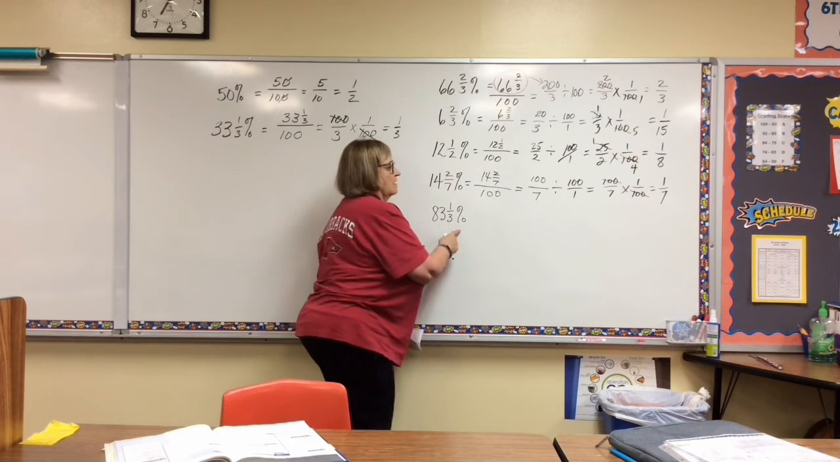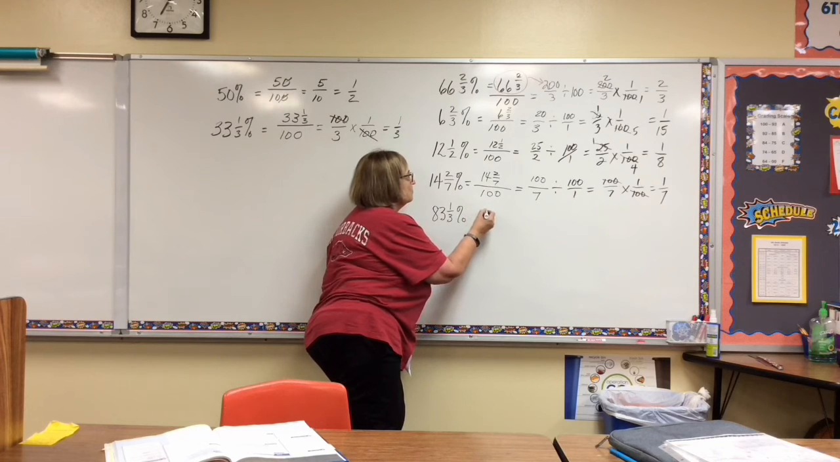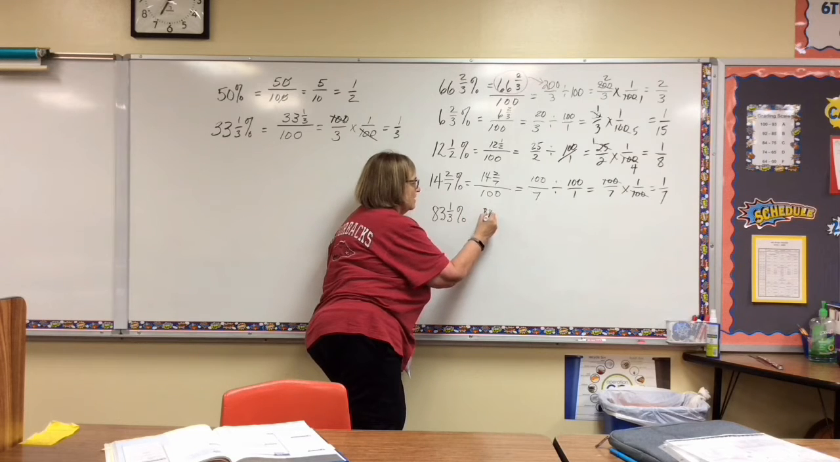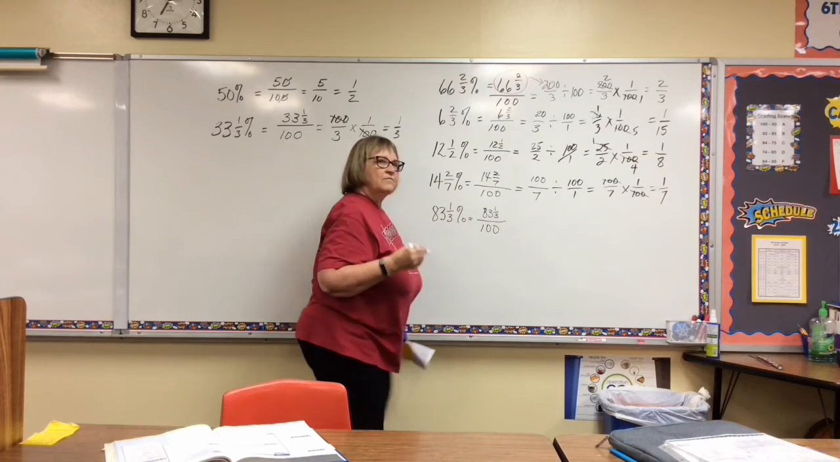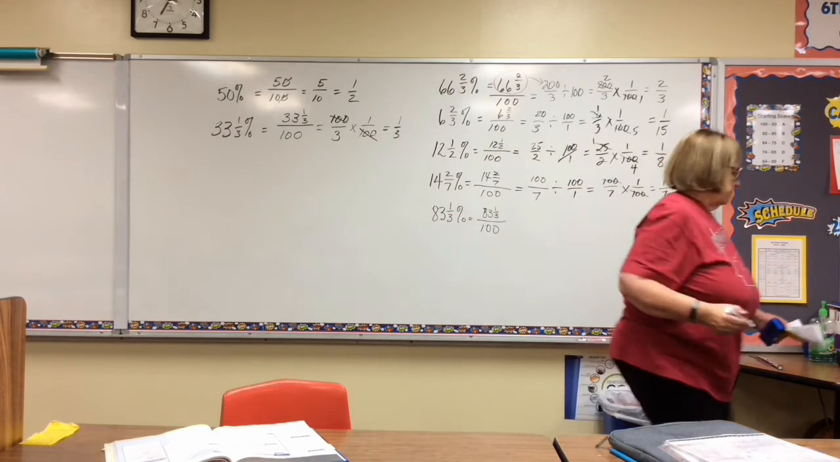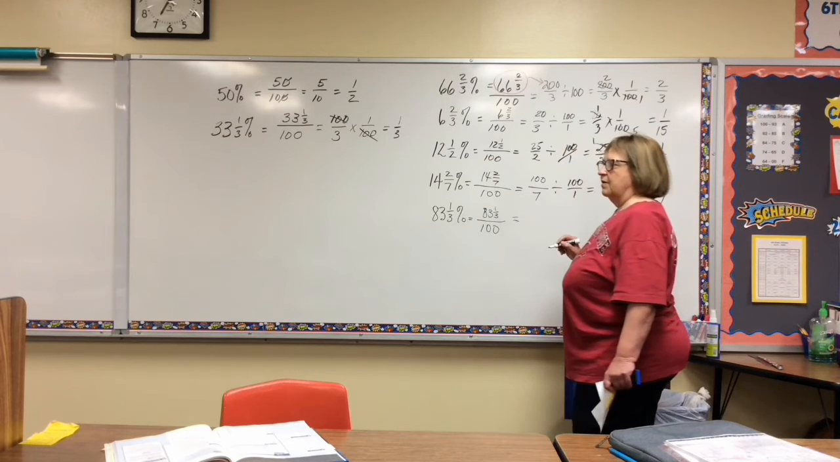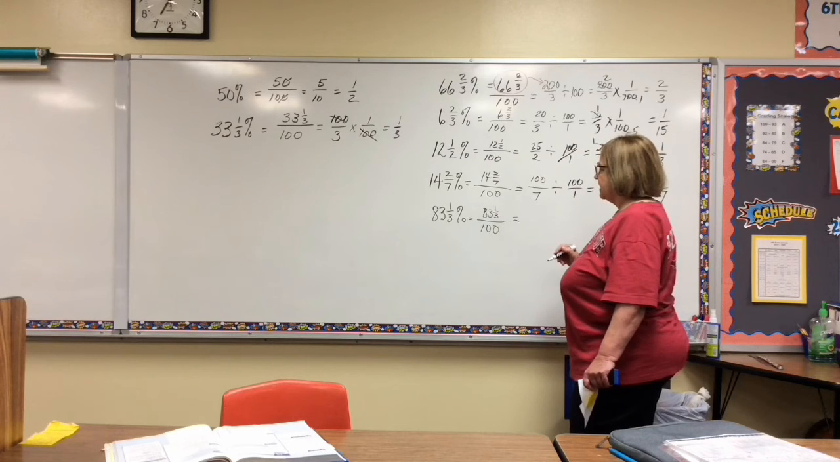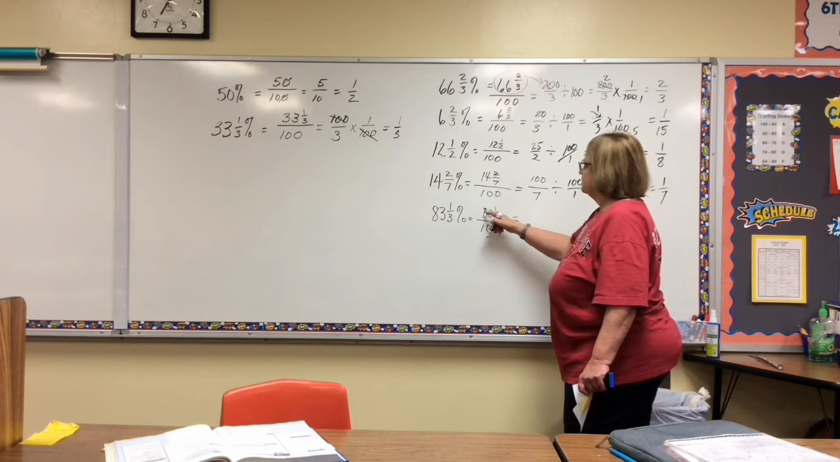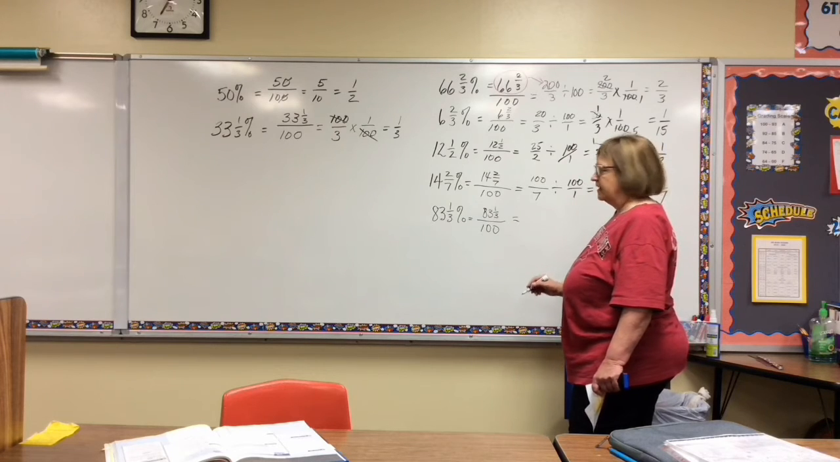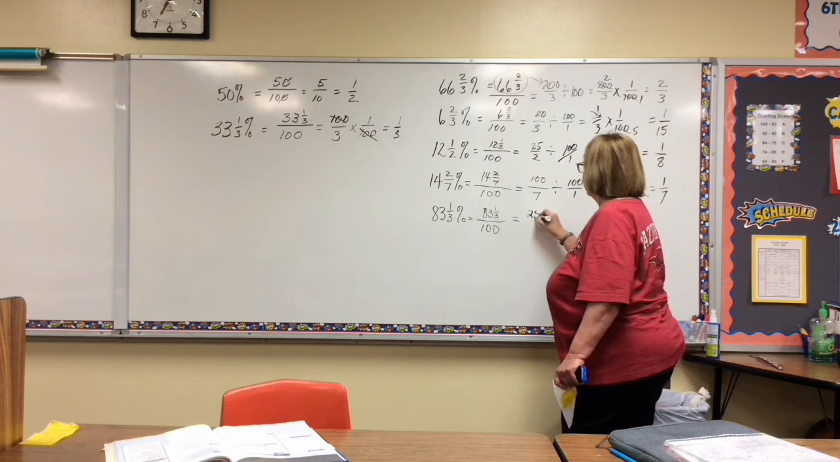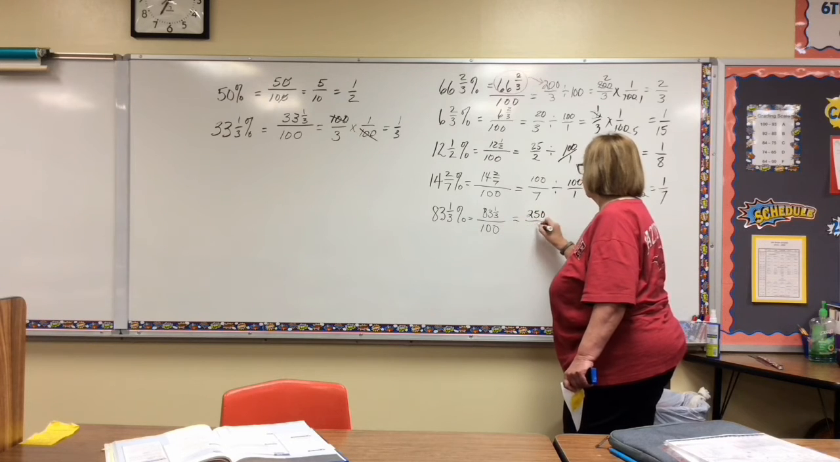Last time, we're going to take 83 1/3%. 83 1/3% means 83 1/3 divided by 100. Okay, now we've got to convert that 83 1/3 to an improper fraction. 3 times 3 is 9. 3 times 8 is 24, so we have 249 plus 1, 250. So we end up with 250 thirds, because it's in thirds.